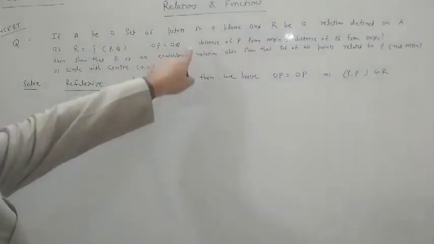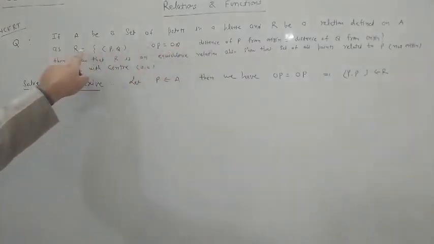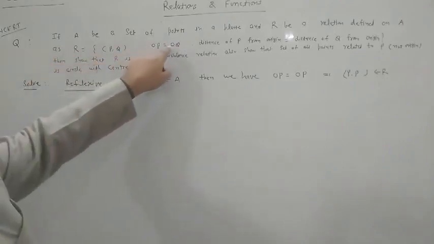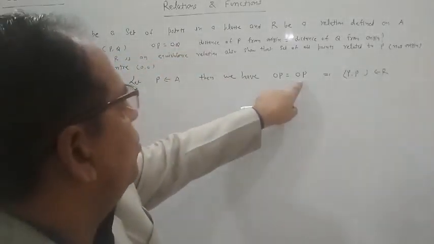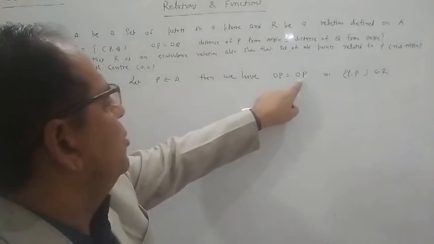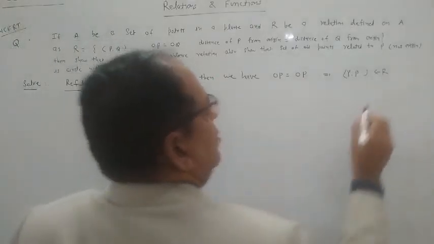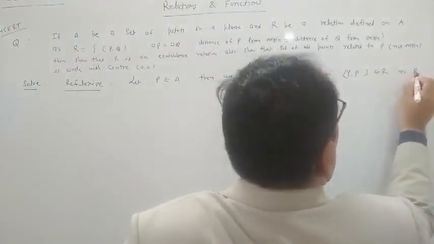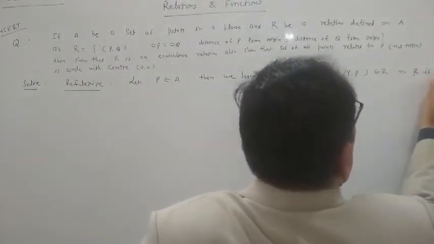According to the definition of relation, (P, Q) will be an element of R if OP equal to OQ. So OP equal to OP, and we can write (P, P) belongs to R. So R is reflexive.